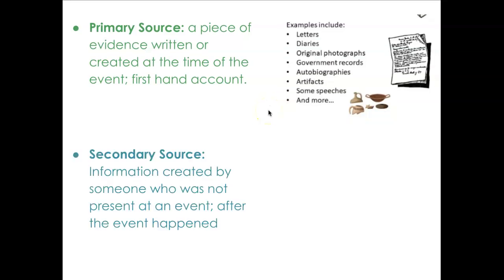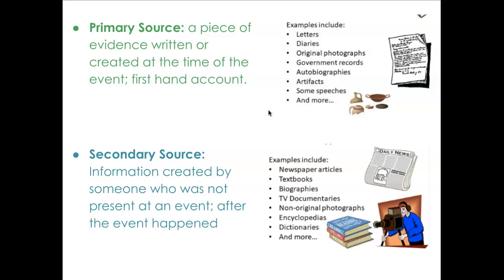Then we also have a secondary source. This is information that is created by someone who was not present at an event. So this is after the event happened. So if we are creating information or reading information after the event by someone who was not there, right, this is a secondary source. So newspaper articles, textbooks, biographies, TV documentaries, encyclopedias, dictionaries, and more.